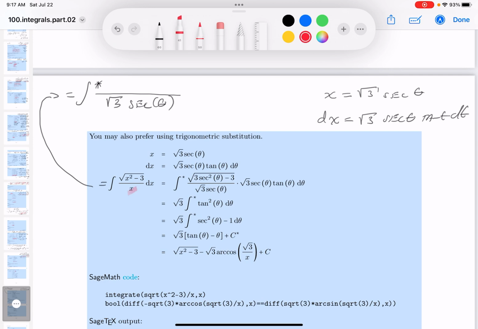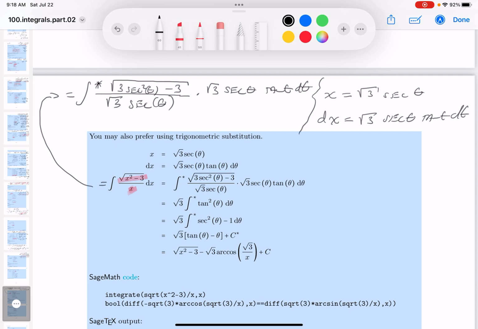I just did this, and I'm going to do this now. And that's going to be the square root. Well, I've got to do x squared, and that's going to be 3 secant squared theta minus 3. Now I've got to put this dx down. And what's dx going to be? Root 3 secant theta tangent theta. Oh, it looks much worse.